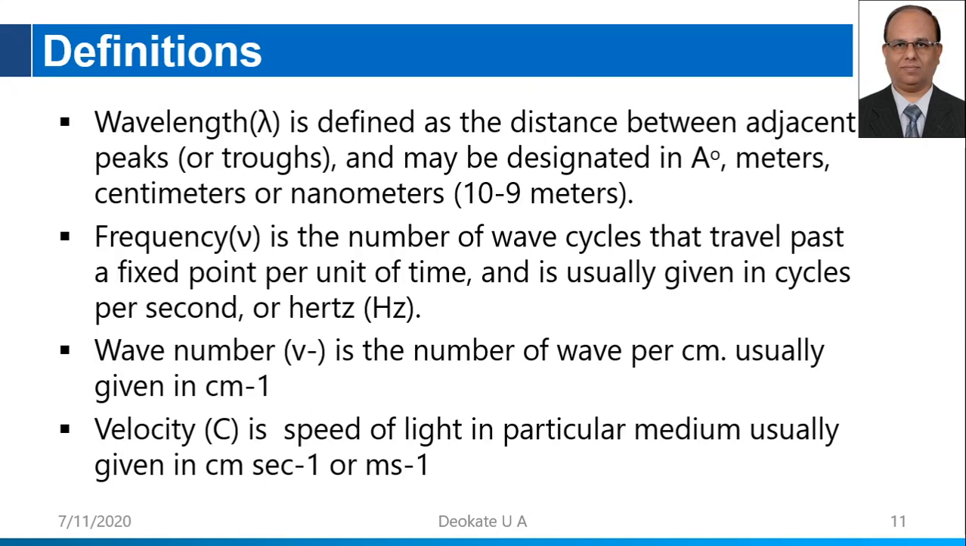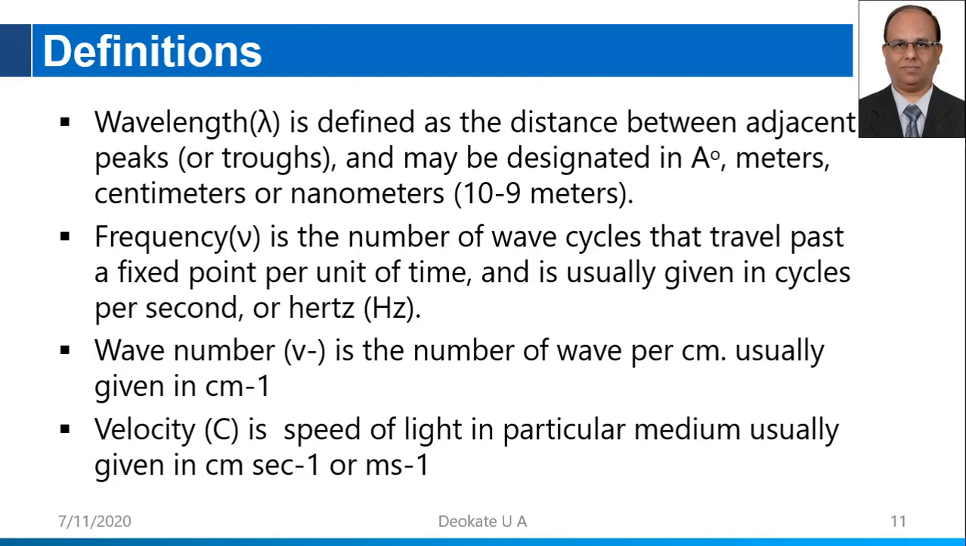We will have certain definitions of terms which are used in this lecture. First, we will discuss the wavelength, which is denoted by lambda. It is defined as the distance between adjacent peaks or troughs and may be designated in angstrom, meters, centimeters or nanometer, that is 10 raised to minus 9 meters. So this is the wavelength which we commonly utilize with the unit.